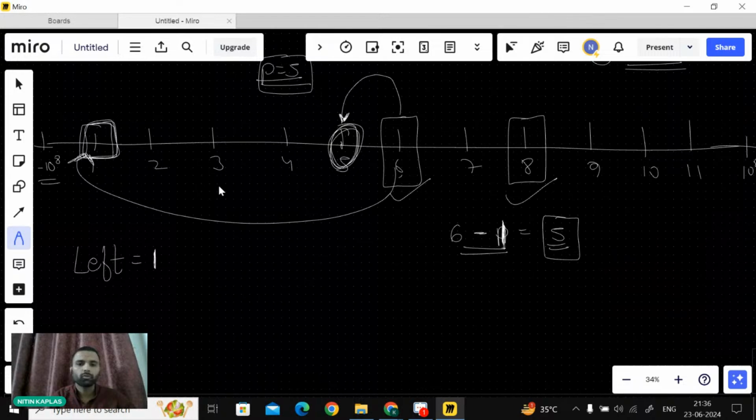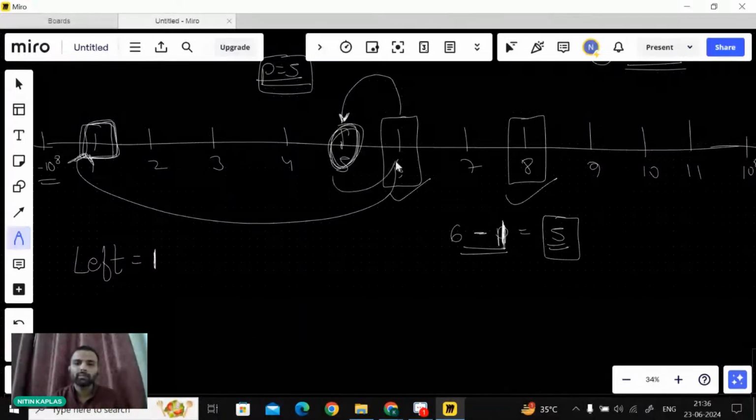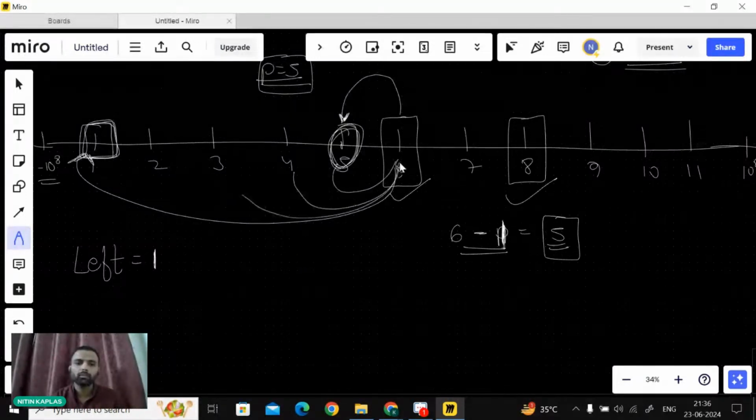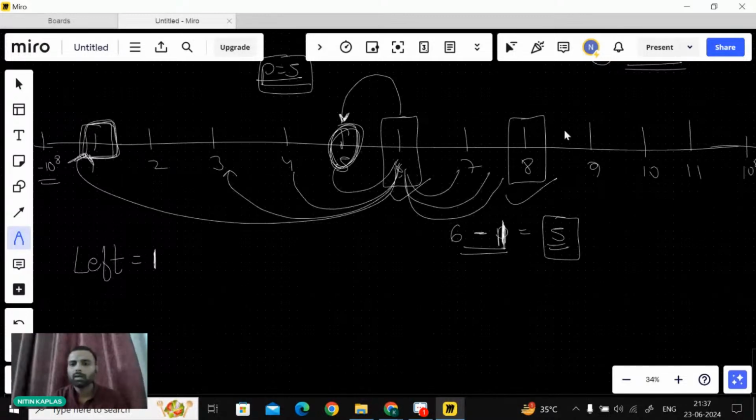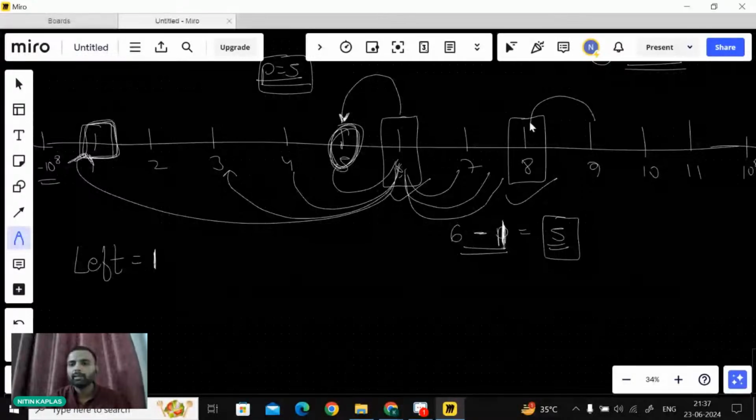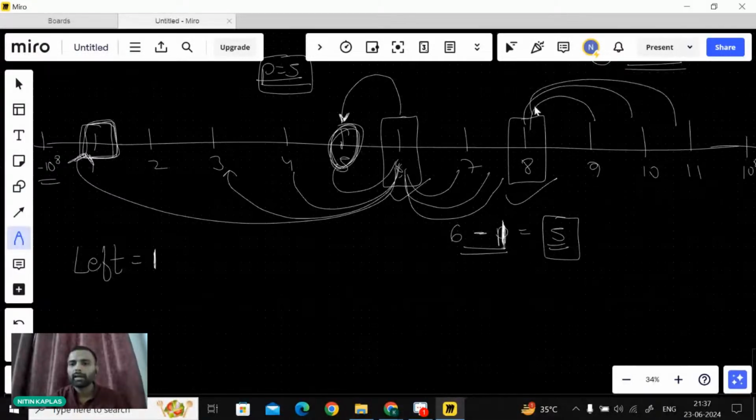Only at this point. After that, I'm not able to find this. For example, I buy this, I buy this, I buy this, because my mid is 3. Again, in this direction, I can buy till my mid. Again, in this case, I can buy till my mid, and in this case too.